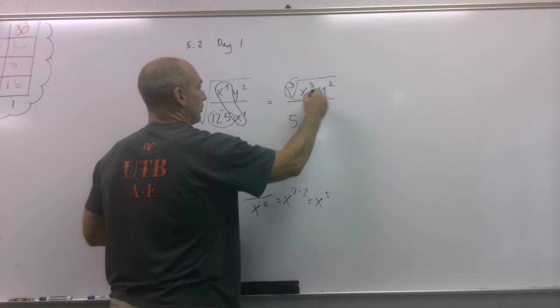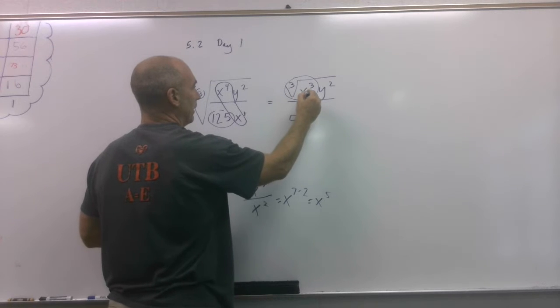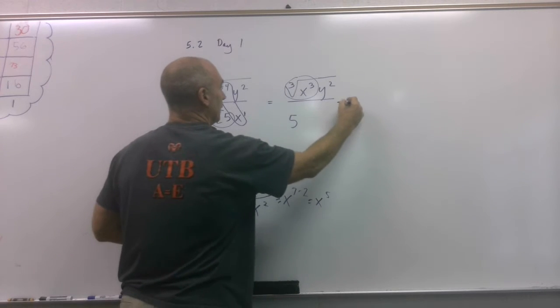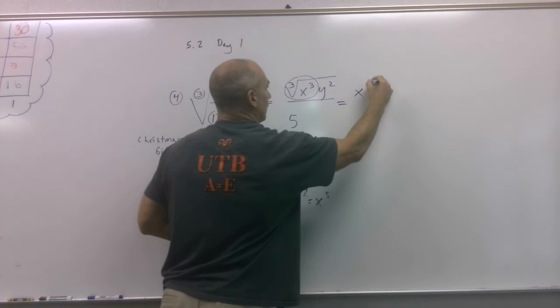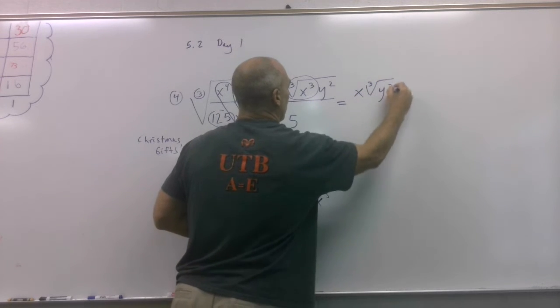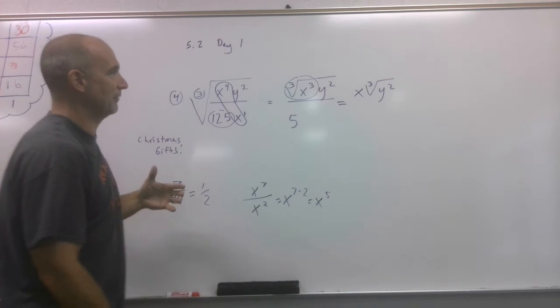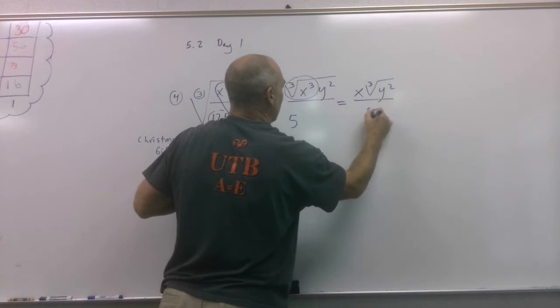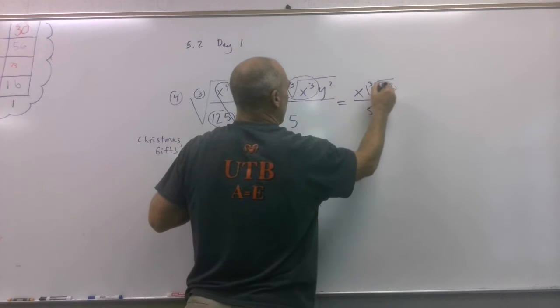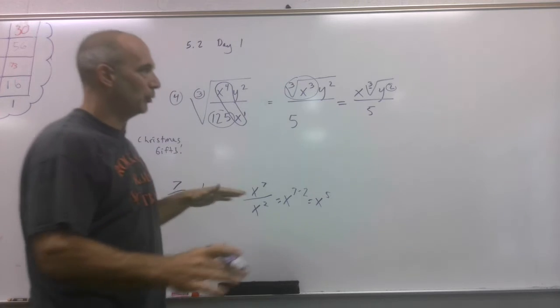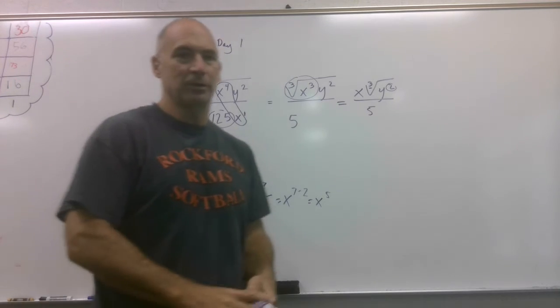Because look at, there's another Christmas present. What's the cubic root of x cubed? That would just be x. Cubic root of y squared. So that's what I have at the top, and this is what I have in the bottom. If this number is smaller than that number, there's really no more simplification possible.